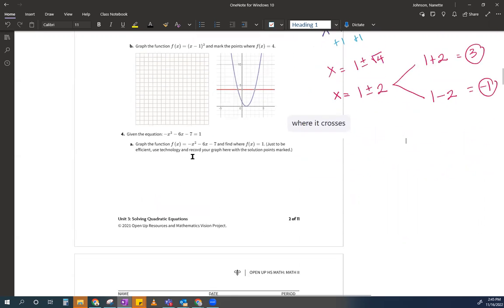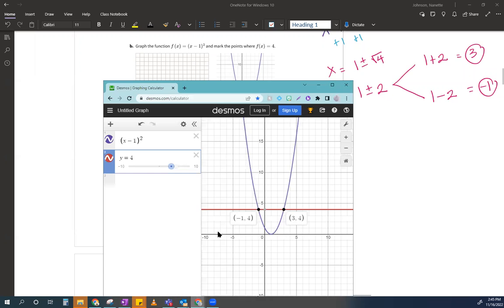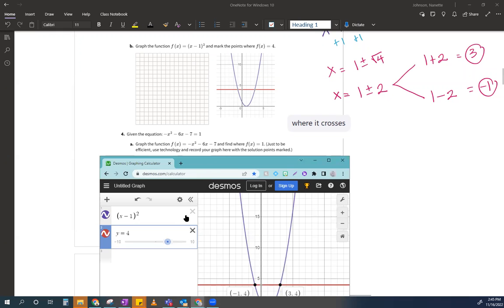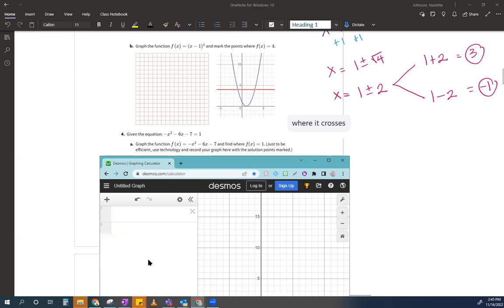Okay, let's do number 4 together. Okay, it says given the equation this, graph the function and find where f of x equals 1. Just to be efficient, use technology and record your graph here. Okay, so let's do this together. You're going to tell me what to do. Okay, I'm going to erase all this. You're going to tell me what to type in here. So it says, given this, graph this.